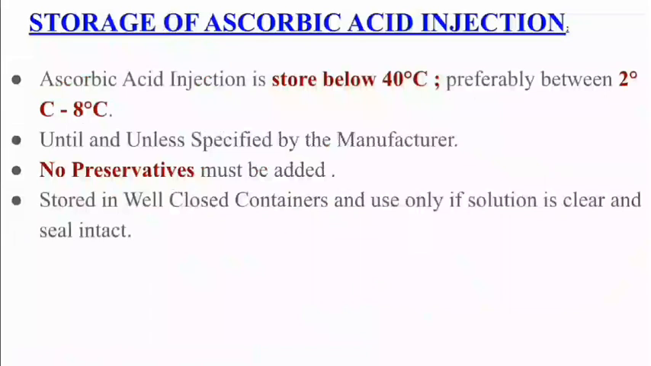Now let us see the storage conditions for ascorbic acid injection. Generally, it is stored below 40 degrees Celsius, preferably between 2 and 8 degrees Celsius, unless specified by the manufacturer. No preservatives must be added in the preparation. It should be stored in well-closed containers and used only if the solution is clear and the seal is intact.